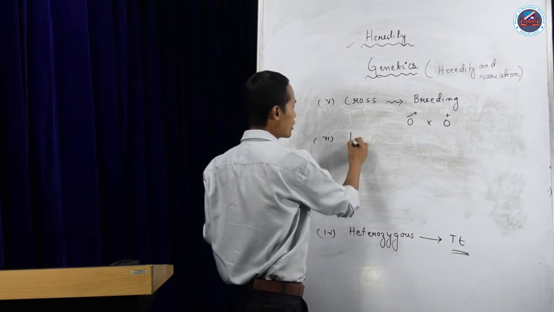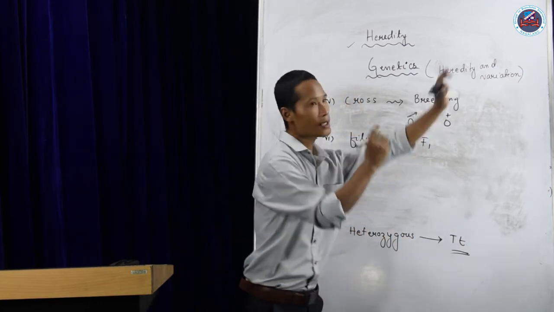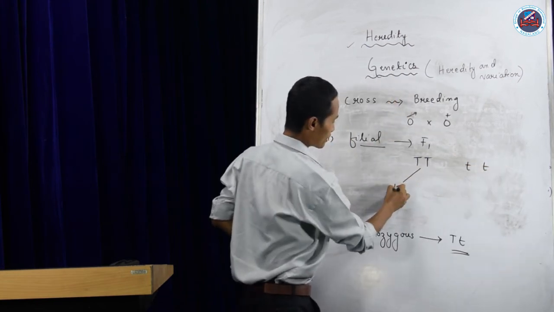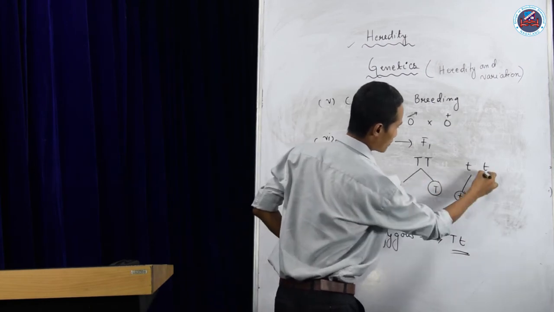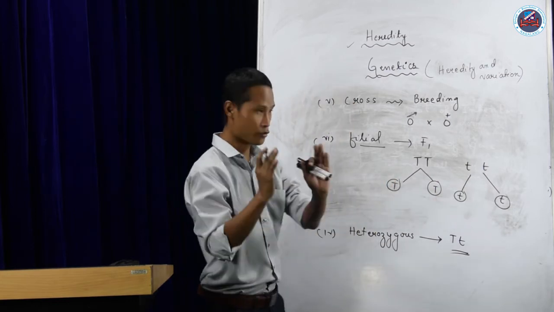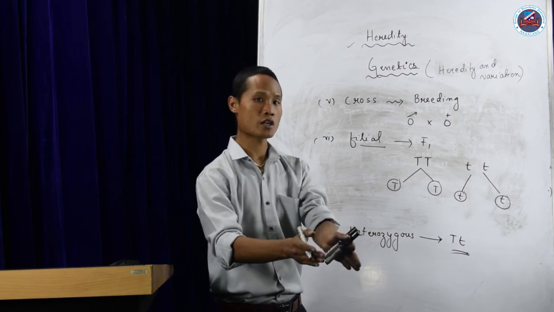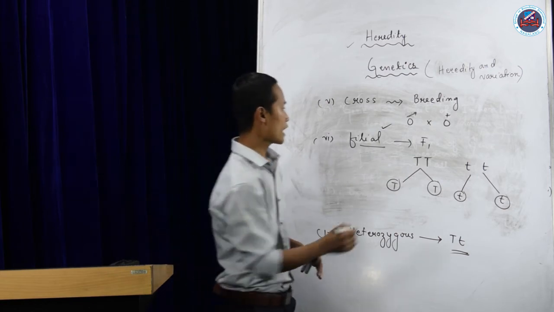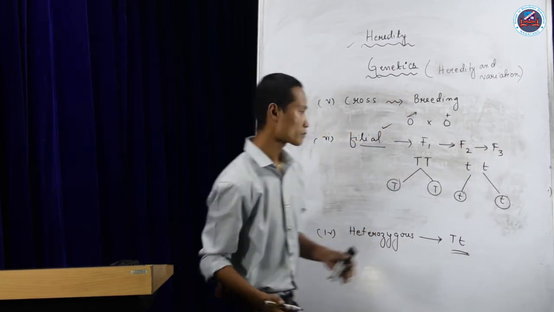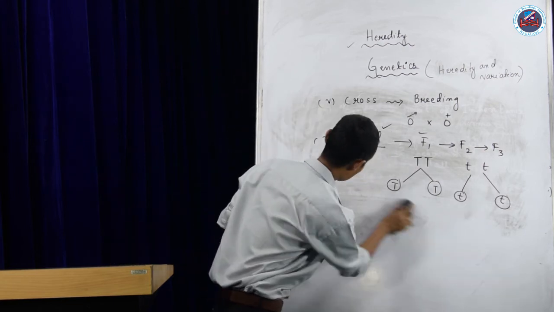The sixth term is filial. Sometimes we write F1, meaning first generation. Say I have taken a tall plant and a short plant, capital T capital T and small t small t. They will form gametes, capital T and small t. After crossing male and female gametes, the first generation that we get as a product is considered filial or F1. If that generation goes for crossing, then we consider F2, F3, and so on. So F1 means first filial generation.